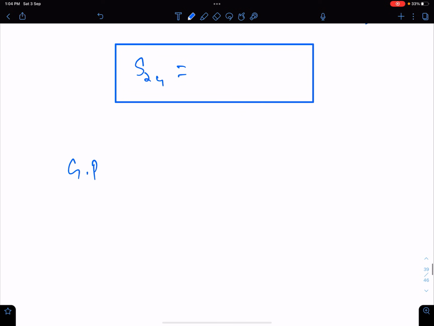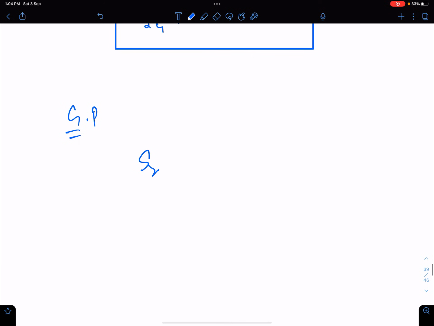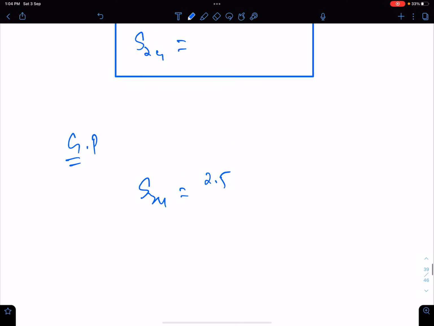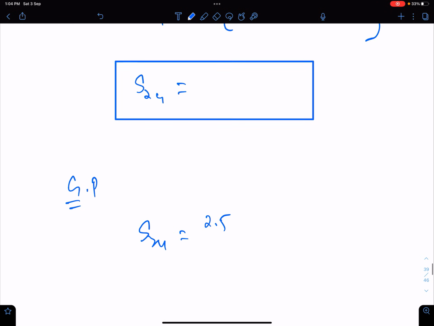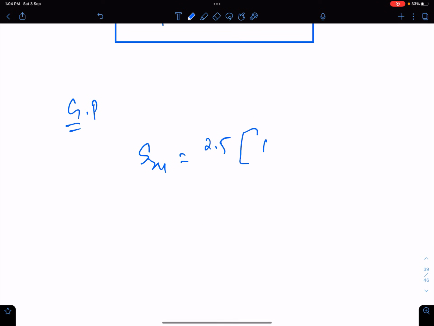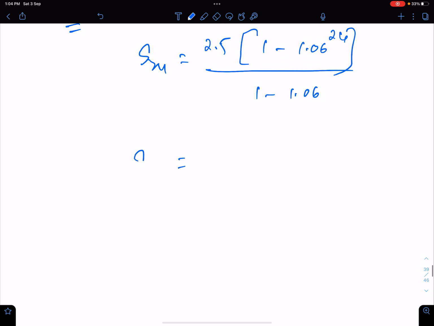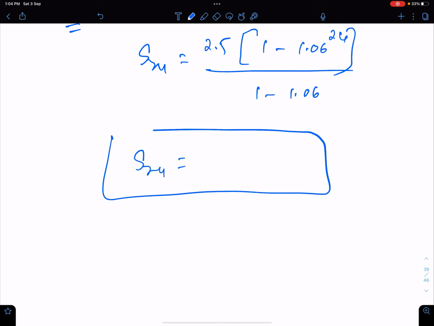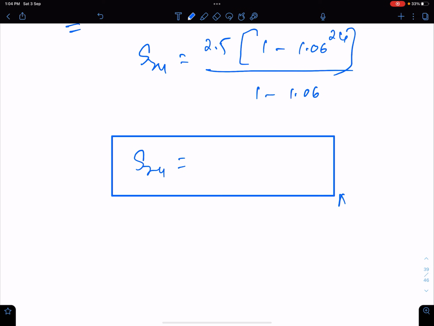Now, S24 of GP should be A, which is 2.5, I think. Yes, and times (1 minus R to the power 24), where R is 1.06, over 1 minus 1.06. Make sure you leave your answer up to 3 significant figures.